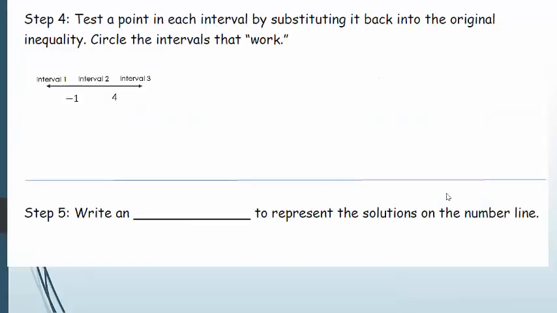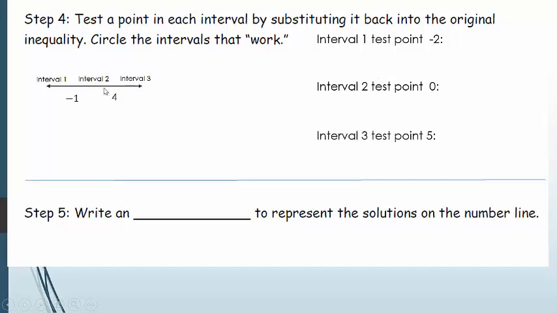Step 4, we're going to test each interval. What I mean is we're going to pick a number that's in each interval and plug it back into the beginning problem. You have to pick a point to the left of -1. It can be anything. I'm just going to use -2. You have to pick a point between -1 and 4, so I like to use 0. 0 is an easy number. And for interval 3, you have to pick something bigger than 4, so I'll just use 5.